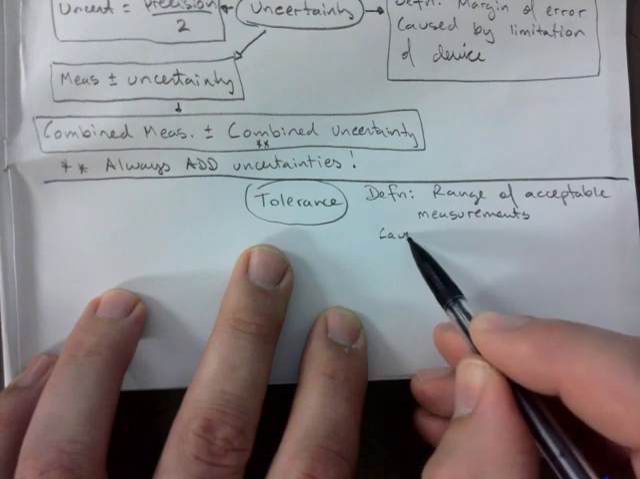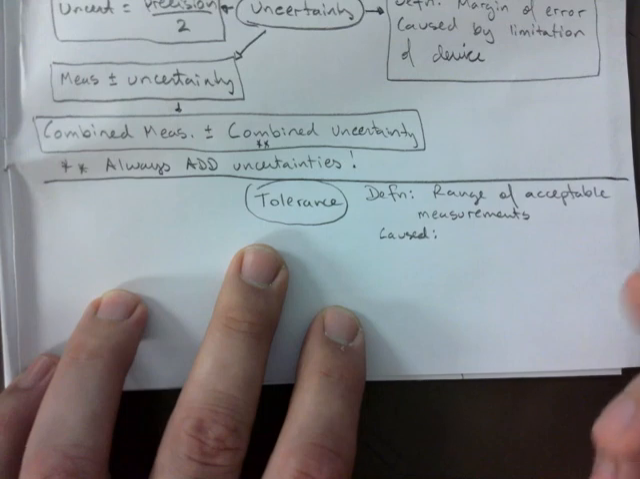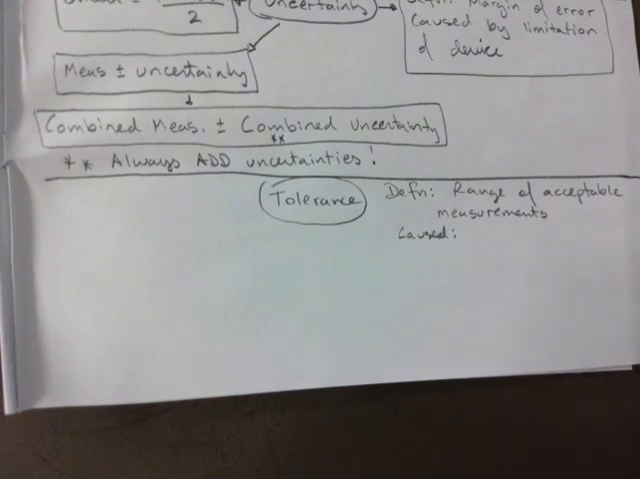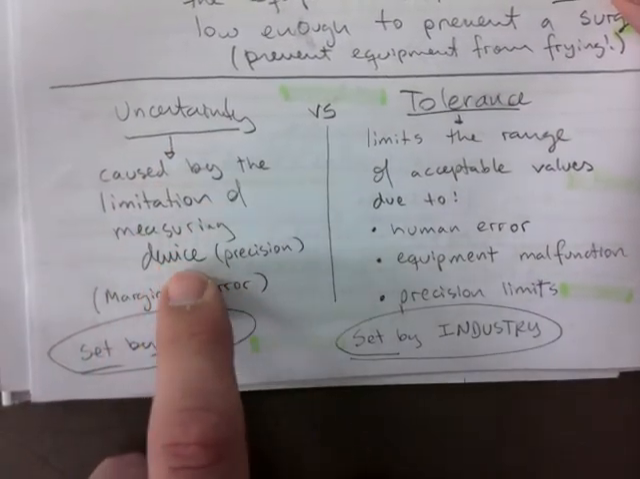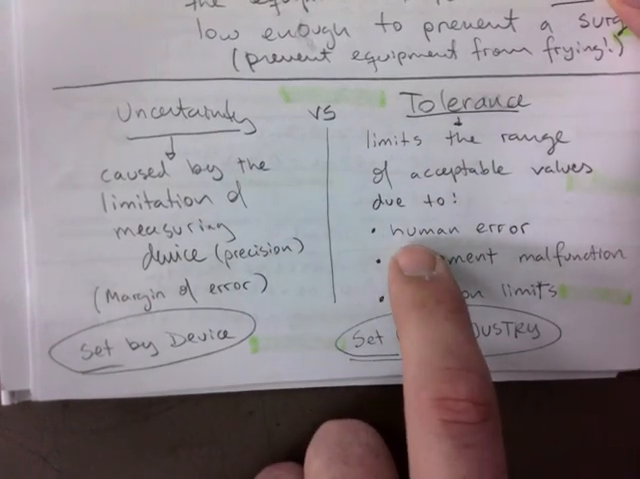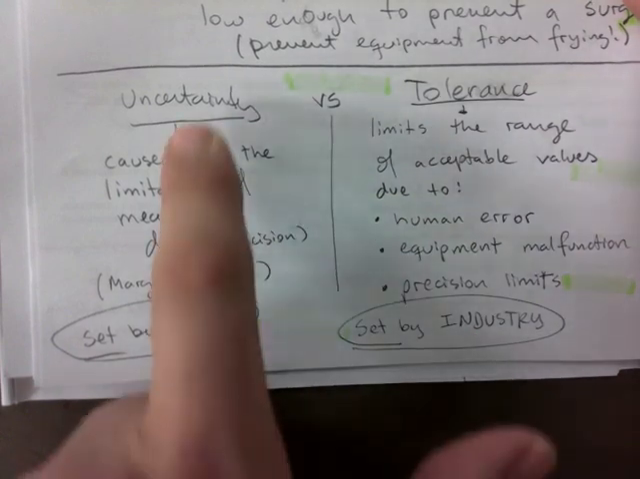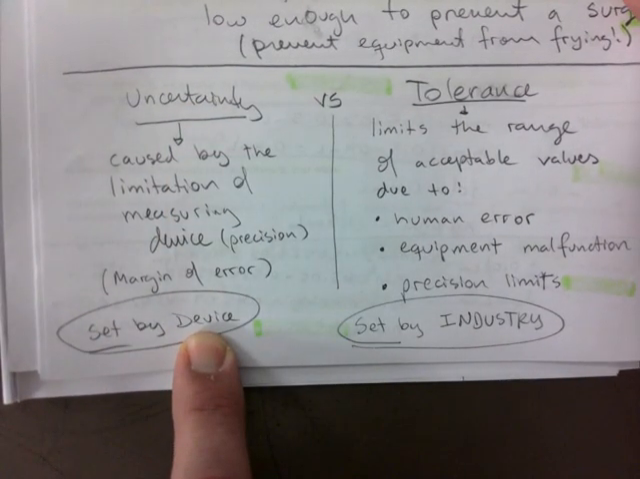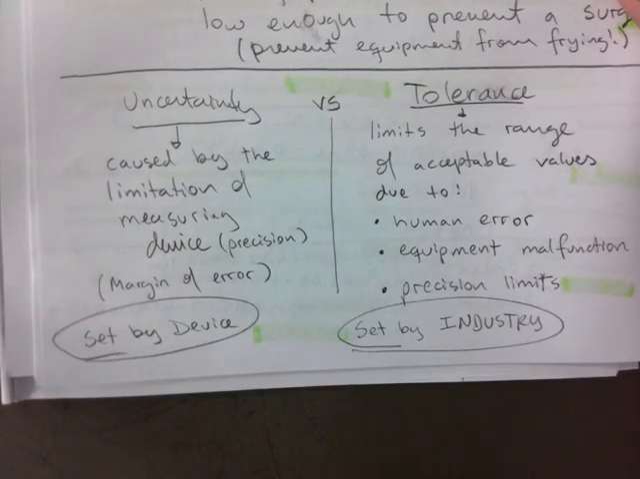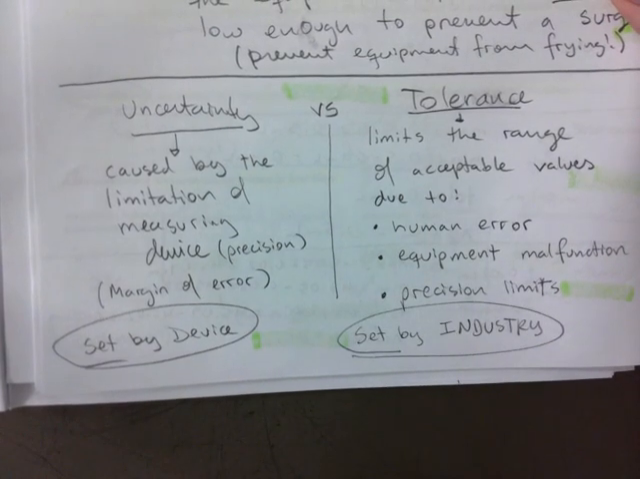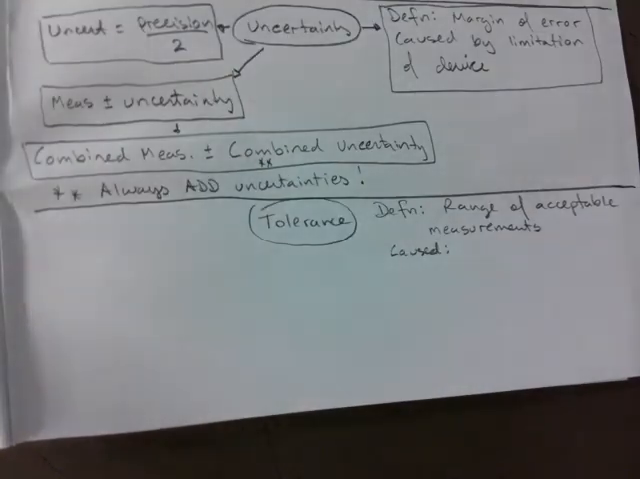And this is caused by, if you watched Friday's lesson, I gave folks the difference between uncertainty and tolerance. And I asked them to write it down on page 94. I won't spend a whole lot of time on it, but uncertainty is caused by the limitation of the measuring device. Tolerance is due to, there could be some human error, equipment malfunction, precision limits. So the tolerance is set by the industry. The uncertainty is set by the device you're using, right? So uncertainty is caused by whatever you're using to measure. Tolerance is in part due to this, but it also has other components that it's taking into account. So that is the main difference.